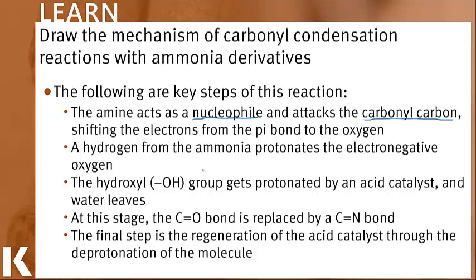This is because once the nitrogen attacks, the ammonia derivative will have a positive charge. So it'll be a nitrogen with three groups attached and a positive charge. To make that happen, the electronegative oxygen is going to grab one of those hydrogens so that the nitrogen is no longer positive. The hydroxyl group will then get protonated, and this is important, by an acid catalyst.